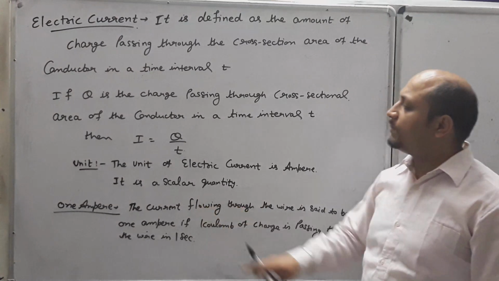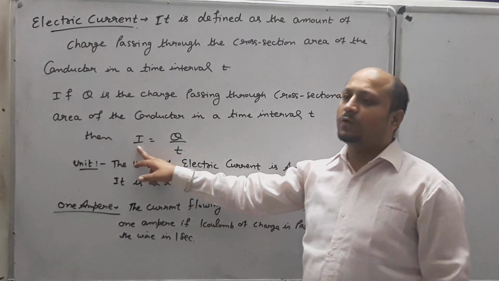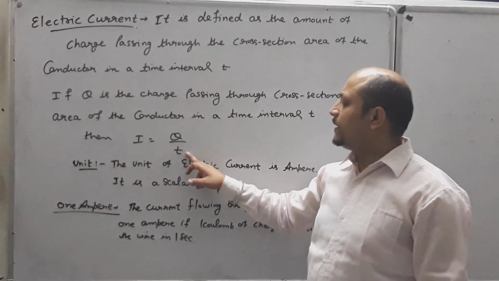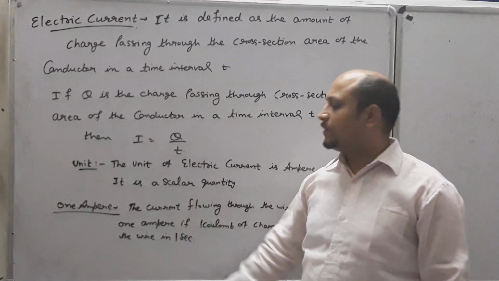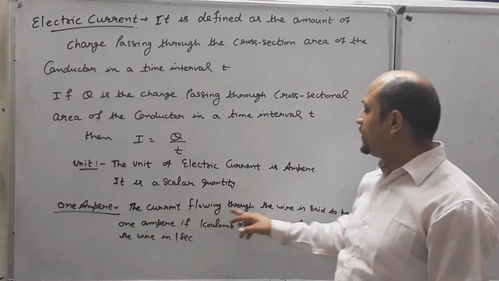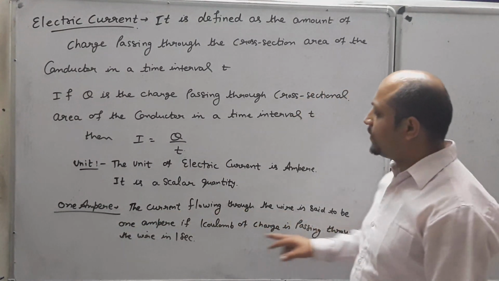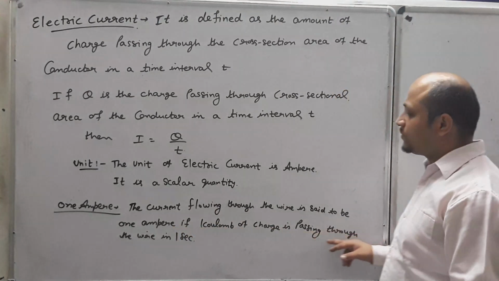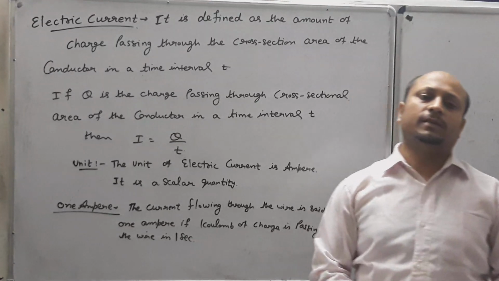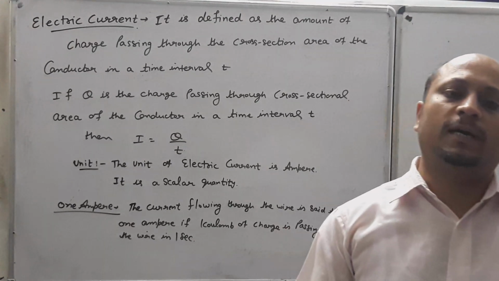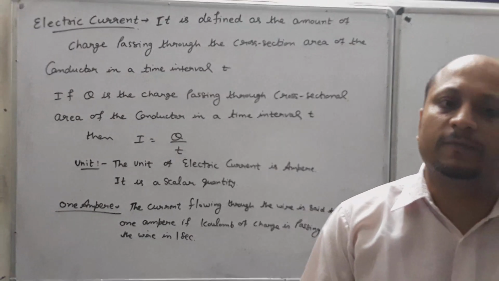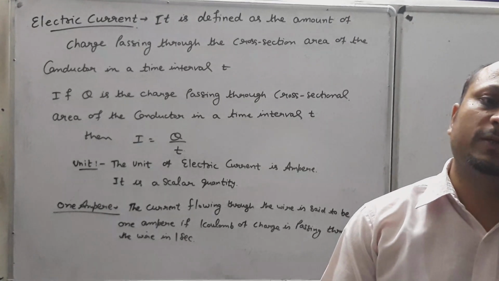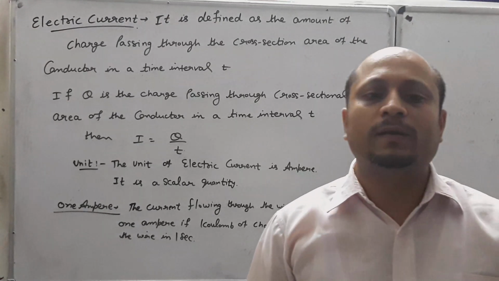Now what is 1 ampere? If I is equal to 1 ampere, कब? When q is equal to 1 coulomb and t is equal to 1 second. Now 1 ampere, the current flowing through the wire is said to be 1 ampere if 1 coulomb of charge is passing through the wire in a 1 second. अगर 1 coulomb charge pass कर रहा है, flow कर रहा है किसी भी wire में से in a time interval 1 second, तो उसमें जो current चलेगा that is 1 ampere.